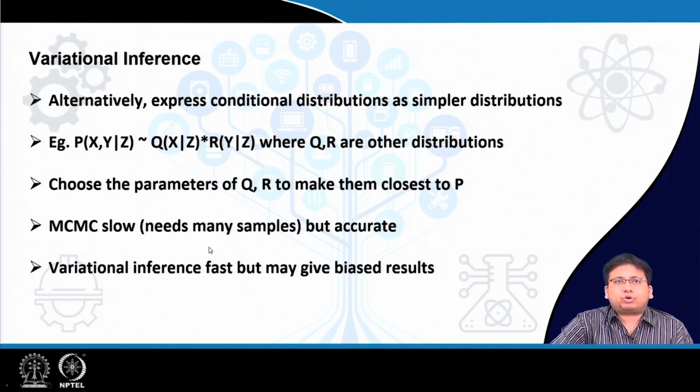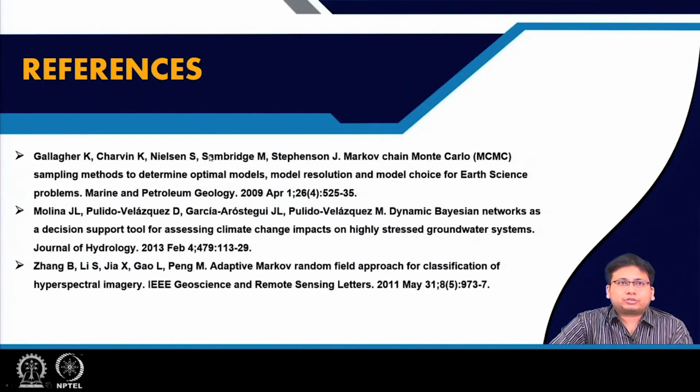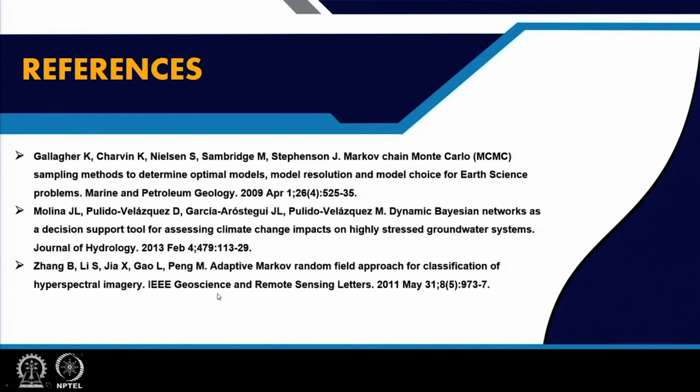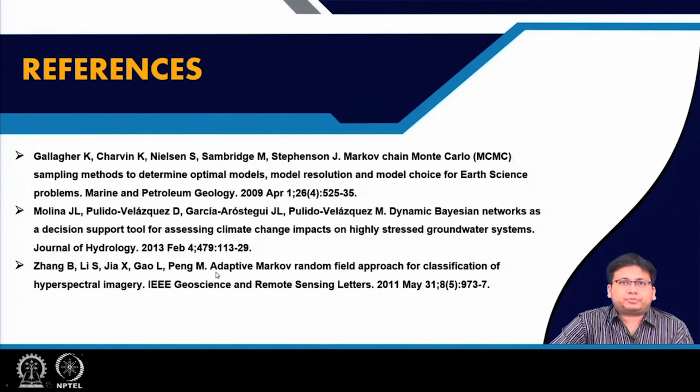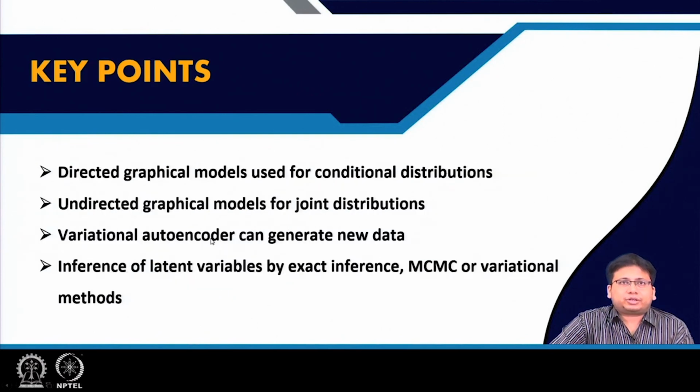Now, the advantage of MCMC is that it will give you accurate results, but for that it will have to run for a long time. It will have to collect a very large number of samples, ideally an infinite number of samples. That is of course not possible, but at least it has to be run for a very long time. So, it is a slow process. Variational inference on the other hand is fast, but it may give biased results if the approximation is not a good one.